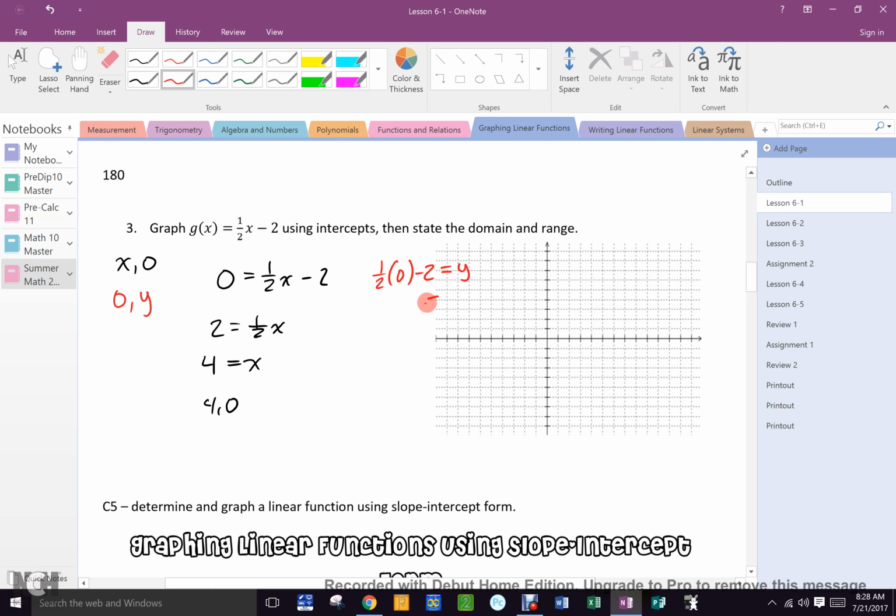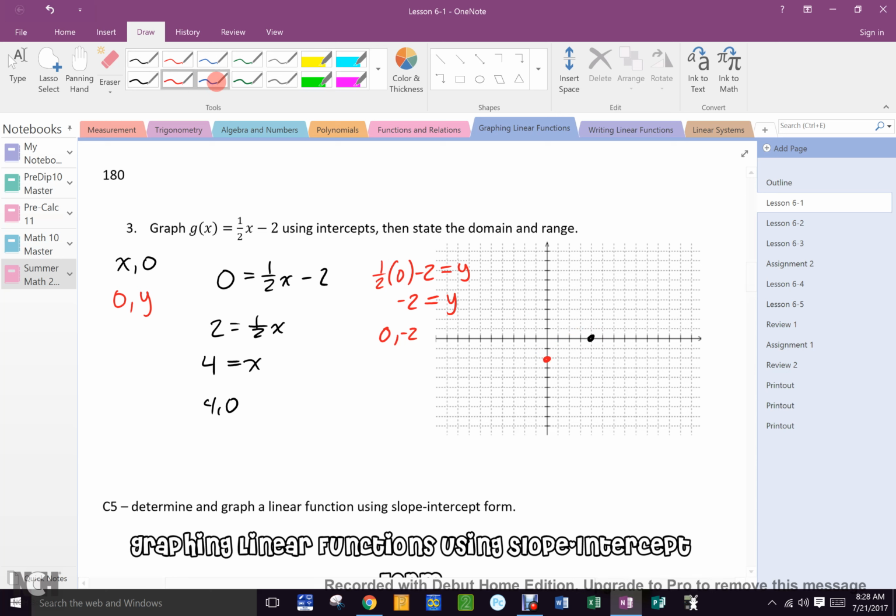y. What does y equal? -2. What is the coordinates? 0, -2. And then I graph it. Because I have no fractions, I can leave the scale as it is. 1, 2, 3, 4. And down 1, 2.